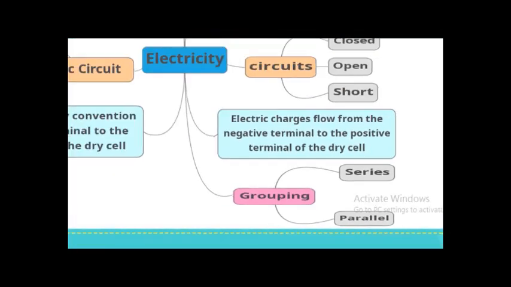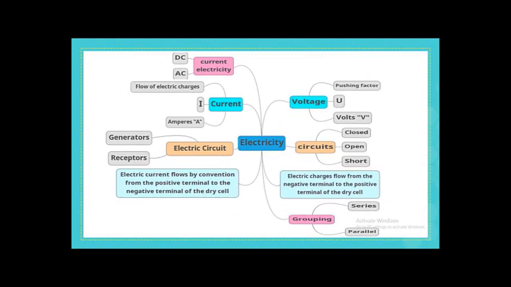In this video, we're going to learn about voltage. We're going to have more exciting details about voltage and current, and then we will talk about some laws related to voltage and current in series grouping and in parallel grouping.